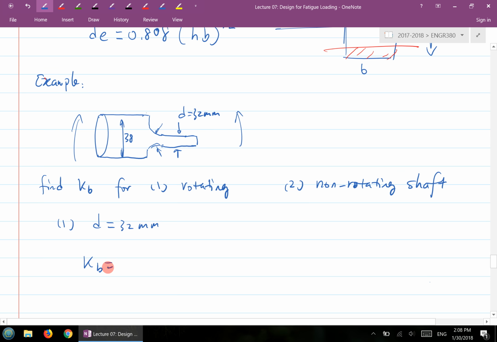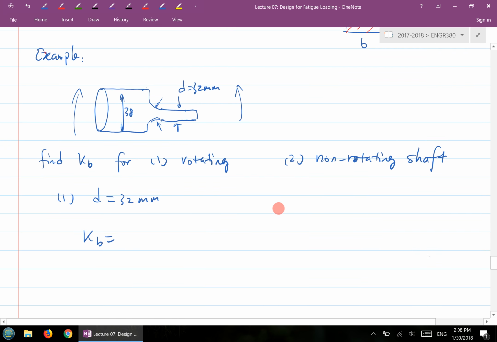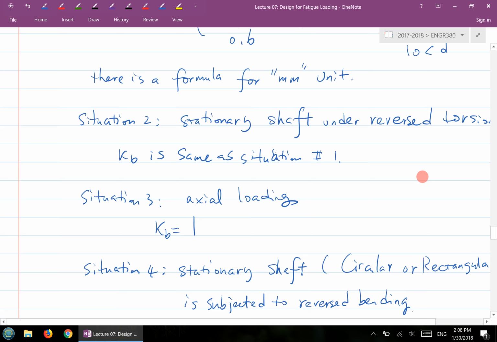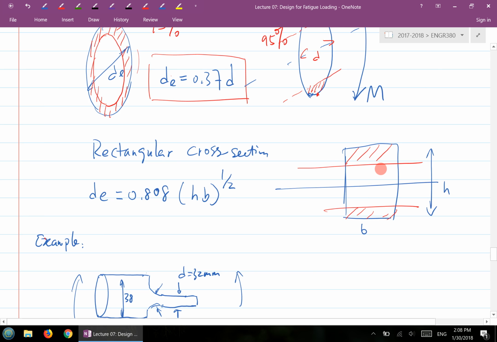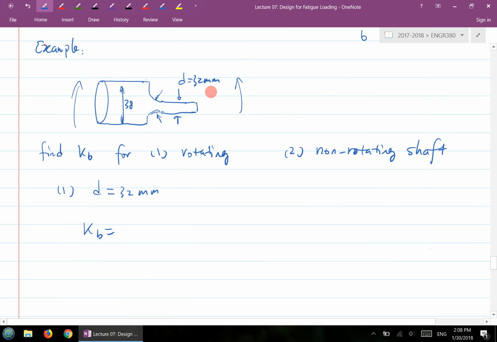And then if you recall the Kb formula, this is your Kb formula. When D is between 0.11 and 2 inch, this is in inches here. But this question here is in millimeters, so here is the formula when you have millimeters.